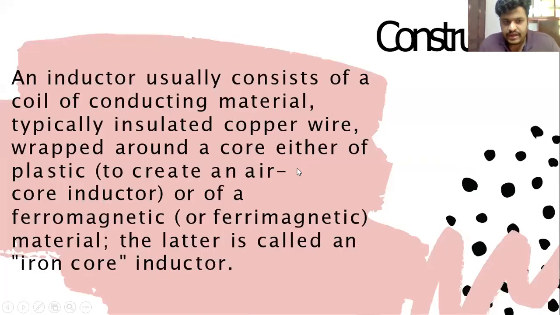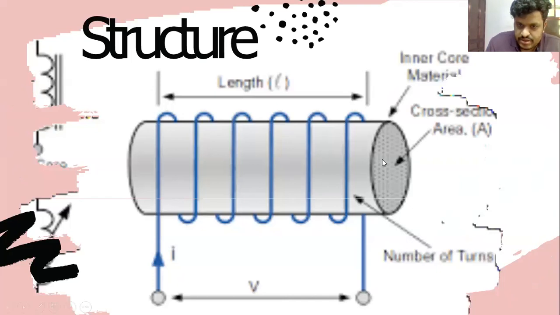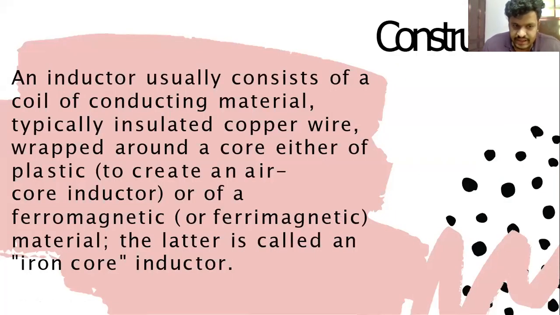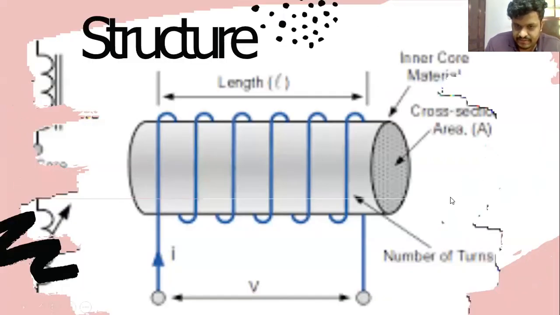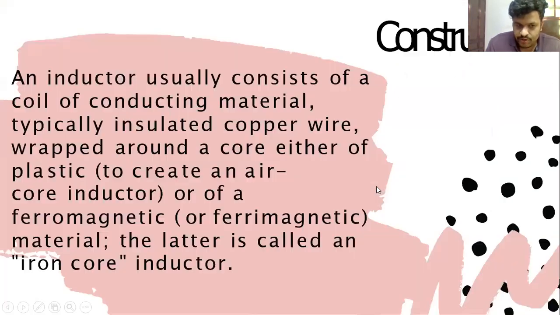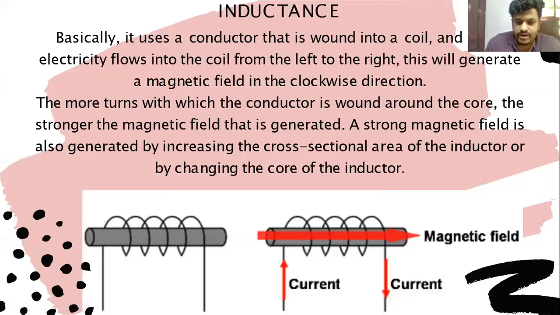The core is either of plastic material or ferromagnetic material, and the wire will be mainly copper. If we use ferromagnetic material, then this is known as an iron core. That's it.